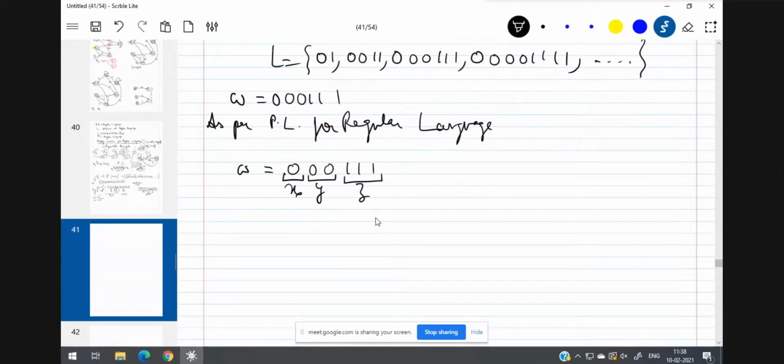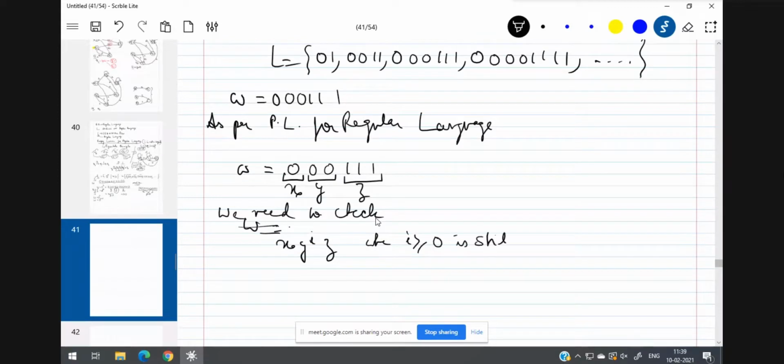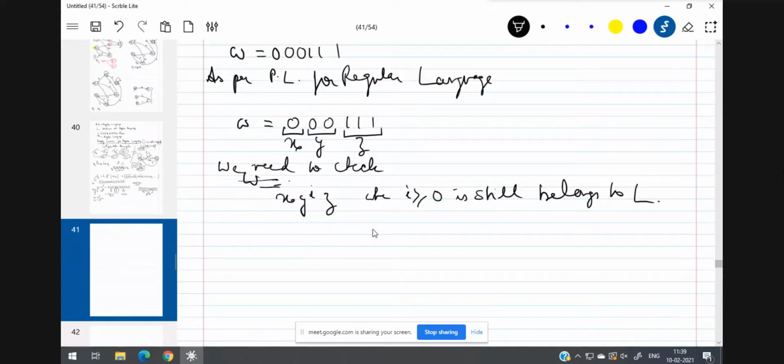Okay. Now again, after splitting this W into 3 parts, we are going to pump the value of Y I times. Now we need to check whether X Y to the power I Z, where I is greater than or equal to 0, still belongs to L. Okay. Now let me take the value of I equal to 2.